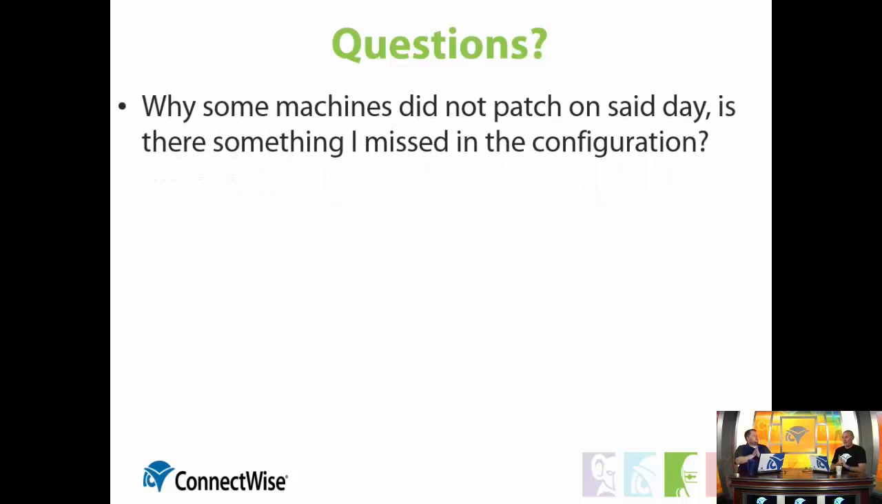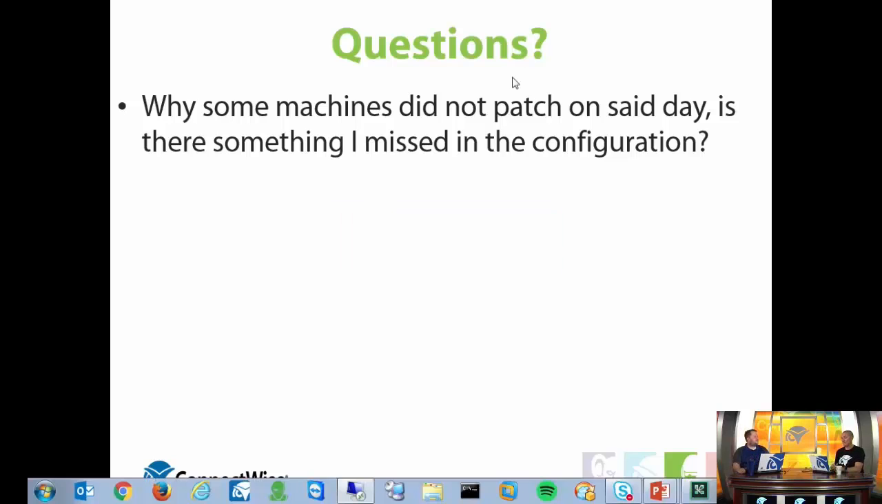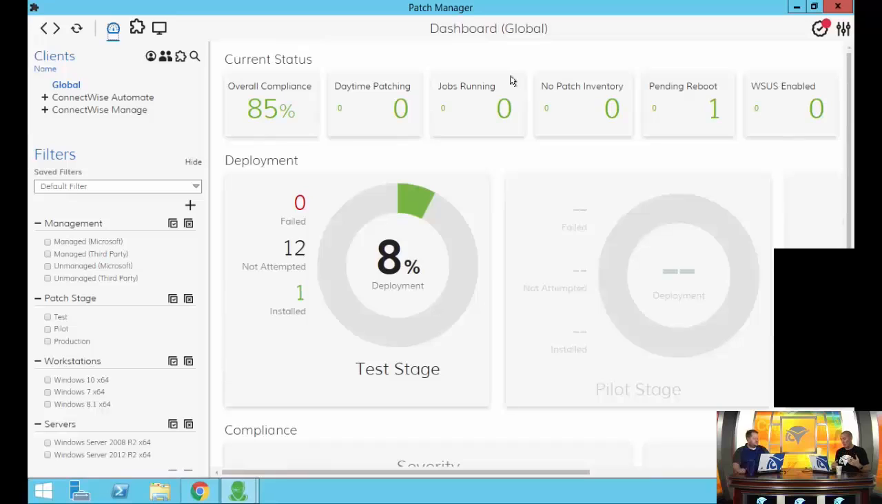Oh, we've been getting this question quite a bit. Why did some machines not patch on said day? Is there something I missed in the configuration? This is one of our most common ones. It was supposed to patch on this day and it didn't. What is my first step in trying to troubleshoot?